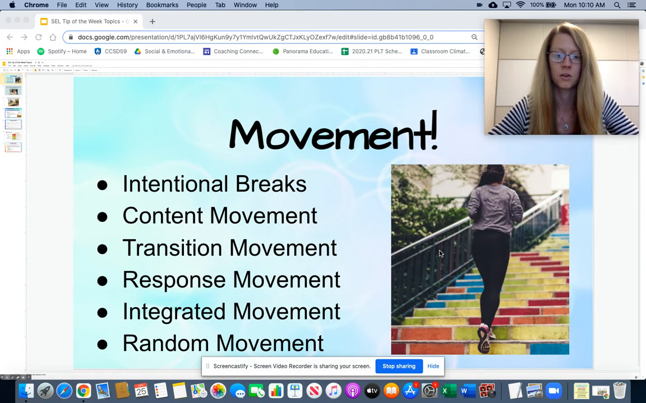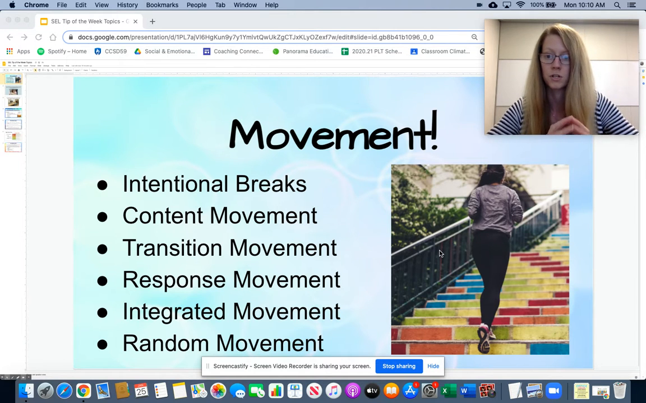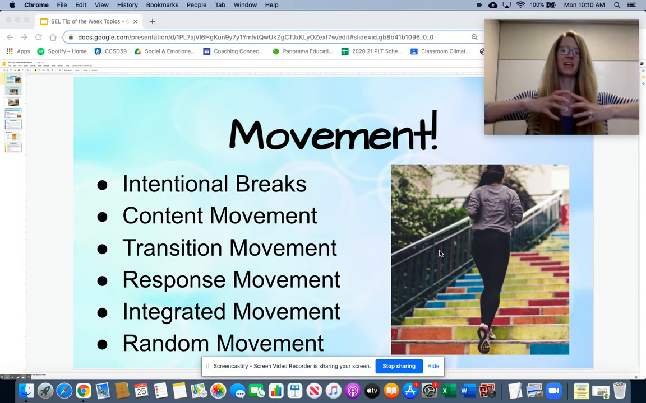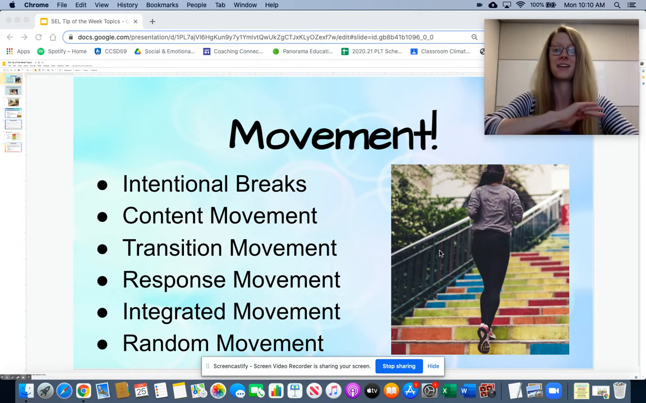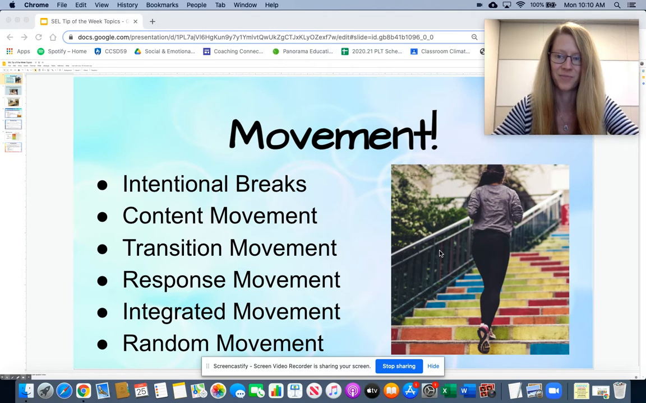The next one is the content movement. This is more like your TPR, your total physical response. So maybe you have a word of the day that your students are listening for. So let's say, for example, I'm a fifth grade teacher, and for our content time, we're talking about the westward expansion. So anytime that they hear the word expansion, they're going to be using their arms throughout the entire class time.